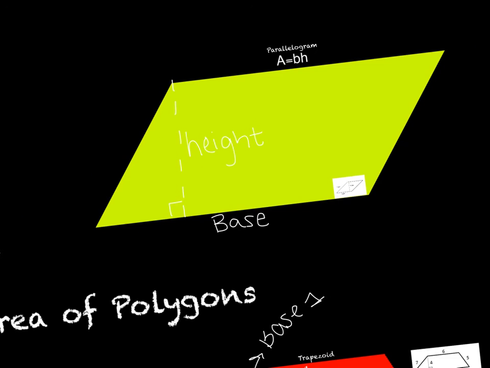The base is given to you, and the height will be given to you, and you'll see it with a dashed line with a right angle mark next to it. So our base is at the bottom, and our height is this dashed line with this right angle degree. That's how we know it's the height. We don't care about these angled sides. We ignore these. So let's solve for a parallelogram.